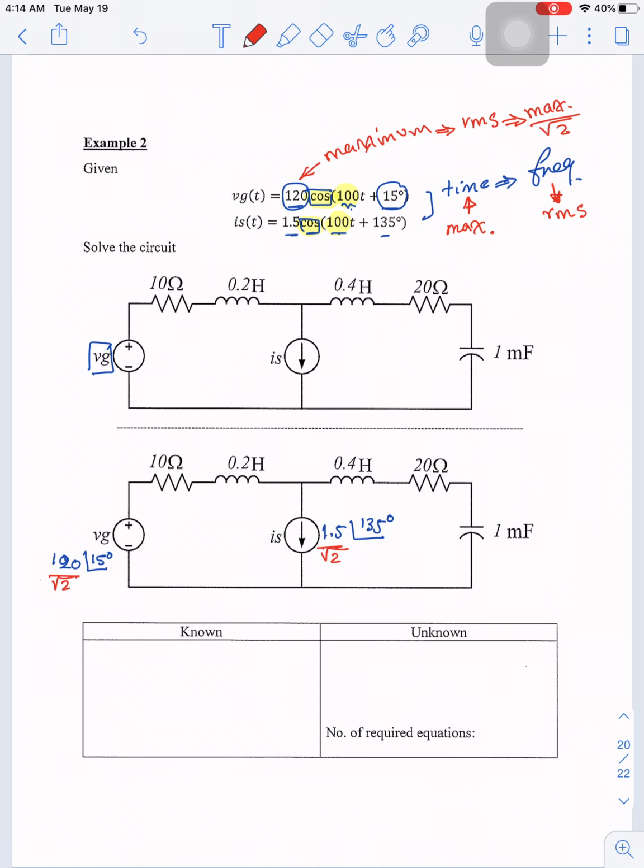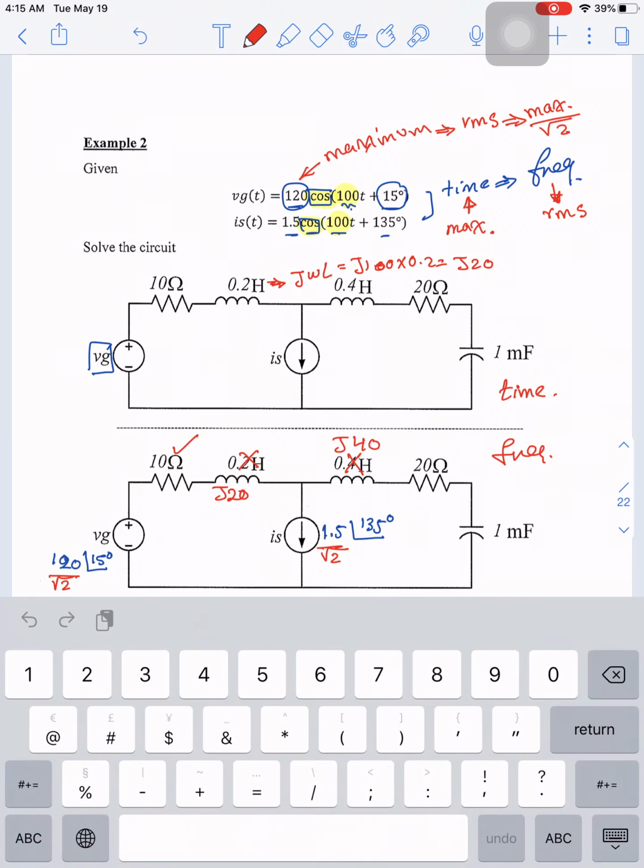Now we converted the sources into the frequency domain. So this circuit is in time domain and this circuit is in frequency domain. Now how will we convert 10 ohm into frequency domain? We said that the resistance will have an angle 0, so it will be the same. It's already in ohm. So how will we deal with 0.2 Henry? Any L we will convert to J omega L. Omega is 100 and L is 0.2, so this will be J20. So this L will be J20, and similarly, this L will be J40.